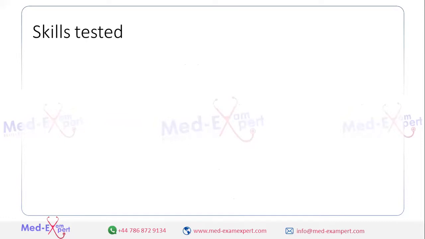Now, if you've gone through the PACES carousel, you would have seen these 5 stations. What are these stations going to test? They're going to test your clinical skills, that is, how you're going to examine the patient, how you're going to pick up the positive findings, how you're going to give a differential diagnosis, and how you're going to manage the patients. Apart from that, they will also test communication skills. So how you're going to take the history, how you're going to deal with a difficult patient, or how you're going to deal with a patient where you need to break bad news.